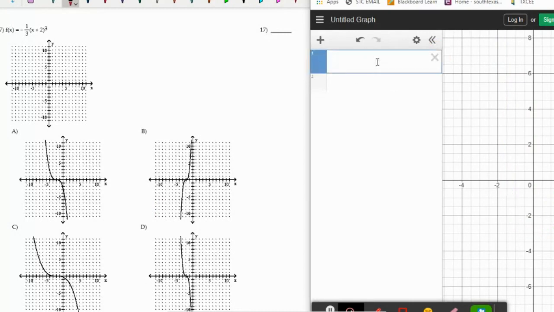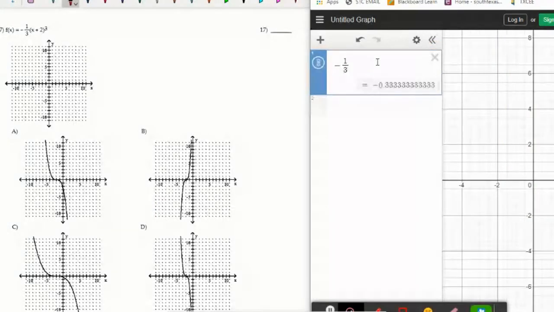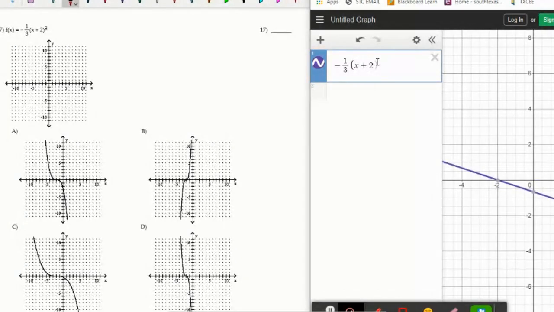So what do we got? We got -1 divided by 3. Oops, equals 2.